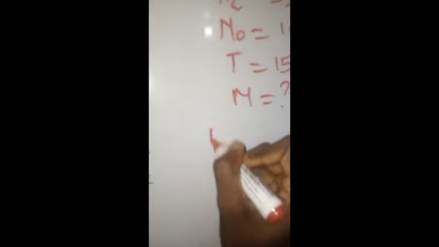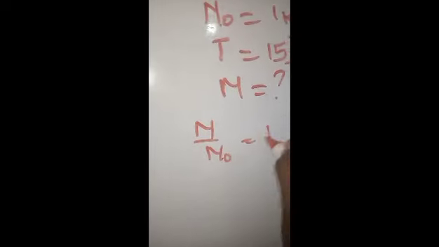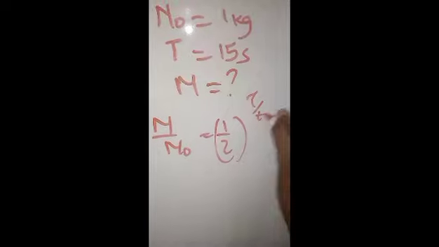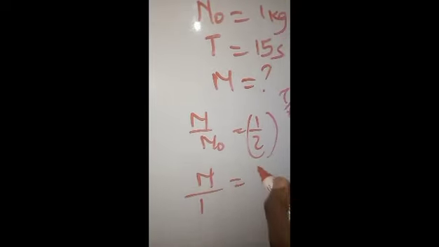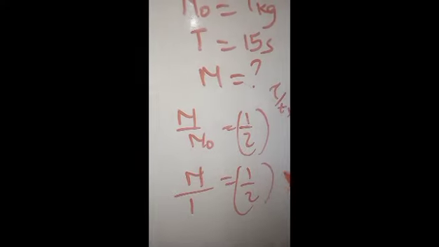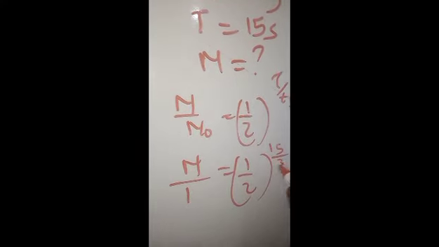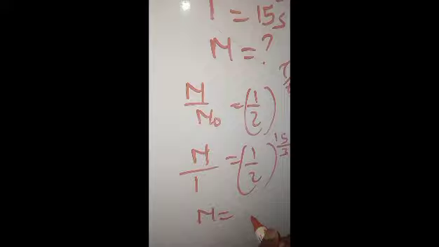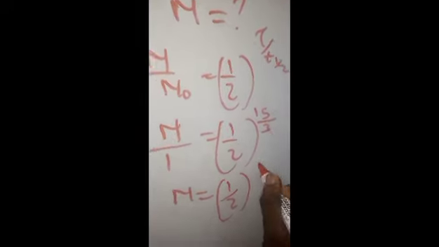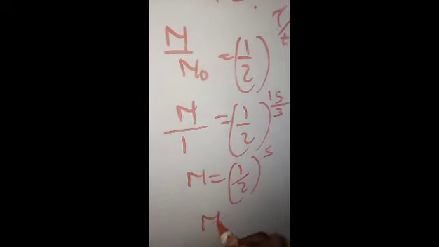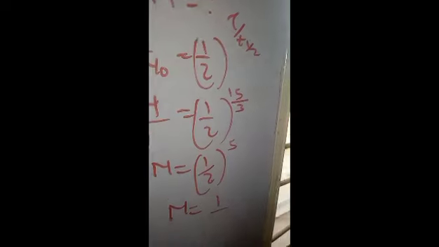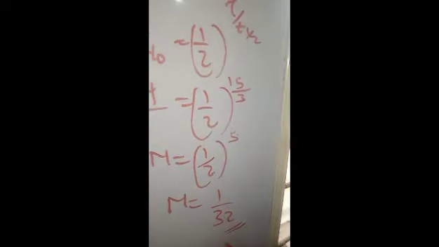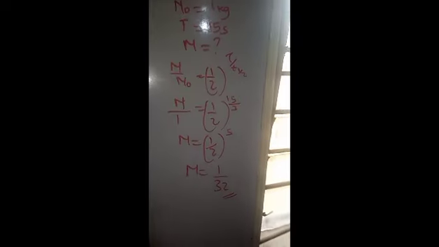So just solve it. N over N naught is equal to 1 over 2 to the power of T over T half. N over, what's your N naught? 1 over 2. What's capital letter T? 15 over 3. N is equal to 1 over 2 raised to power what? Raised to power 5. 2 times 2 in 5 places, that's what? 32. If you get it, give yourself a clap. Just give your kudos to you.